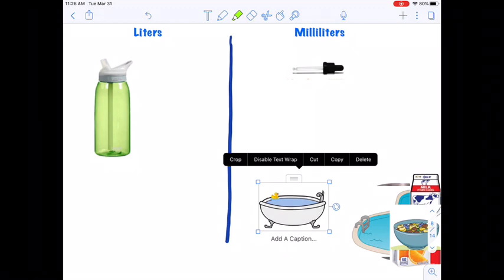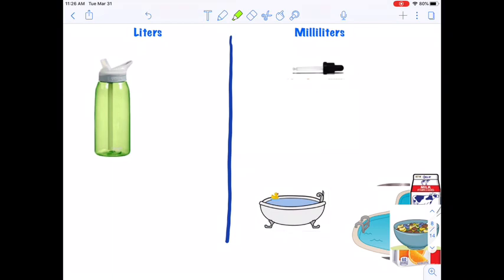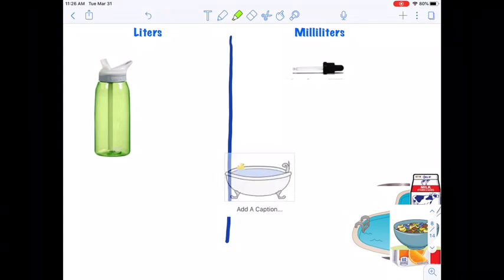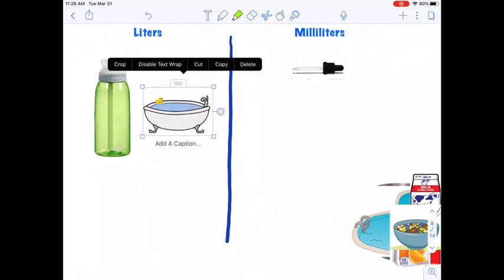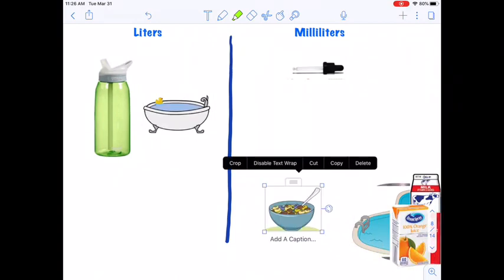So let's start with this bathtub. Do you think an appropriate measurement for a bathtub is liters or milliliters? And let's think about it like this. If I asked you how much this bathtub would hold, would you want to tell me how many teardrops it would take to fill it up? Because remember, that's about the size of a milliliter. That would be a lot of teardrops. Would it be more appropriate to tell me how many water bottles it would take to fill it up? Yes, we would measure it in liters, not in milliliters.